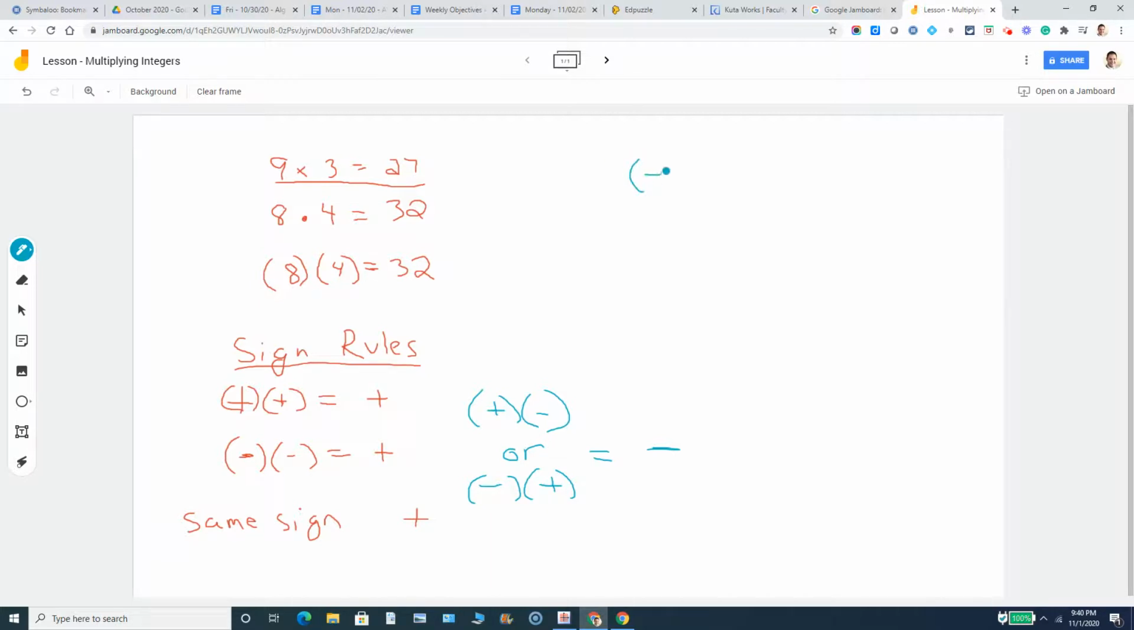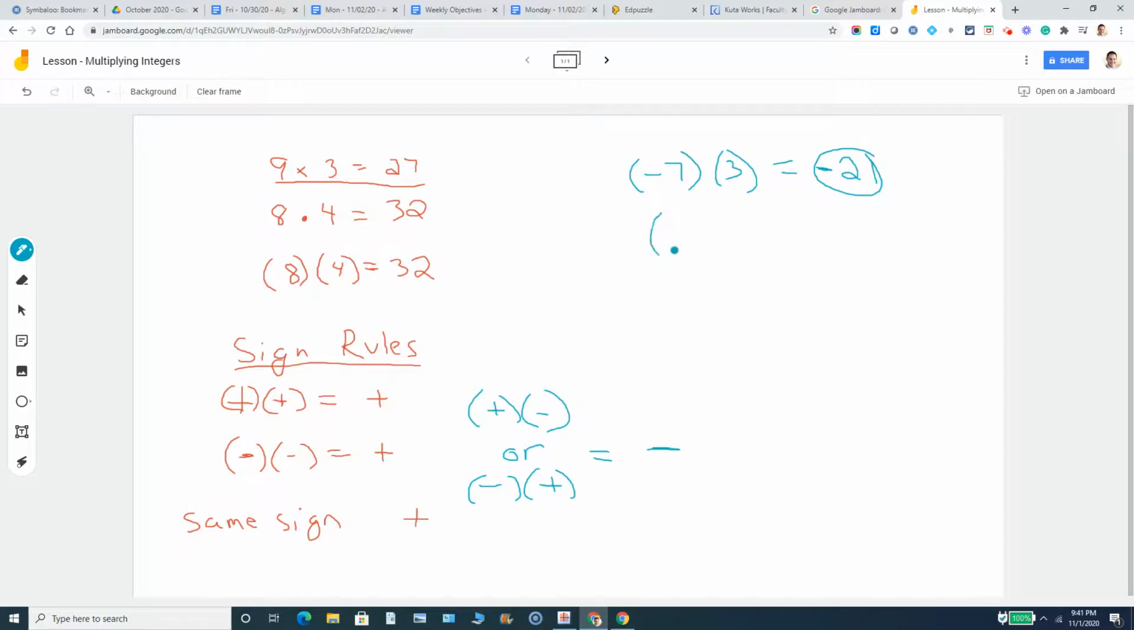Let's say we have negative 7 times a positive 3. Well, 7 times 3 is 21. And negative times a positive, that's going to be negative. So our final answer is negative 21. You always want to double check your signs when you're done.